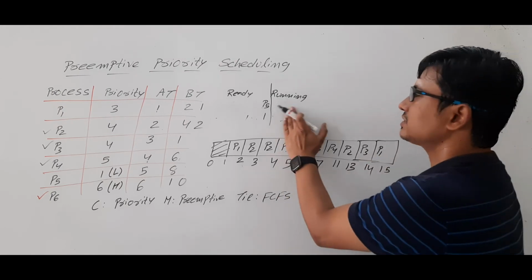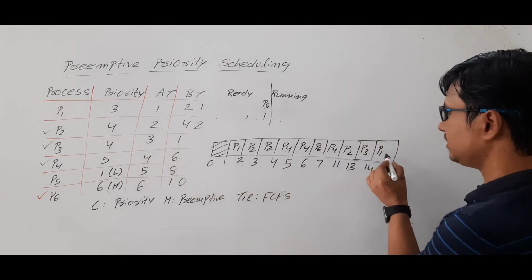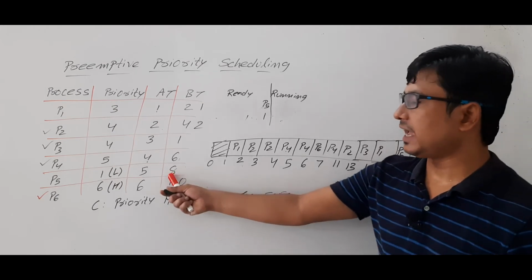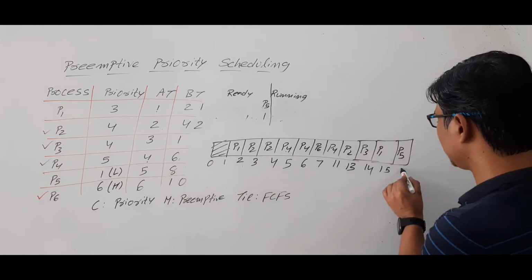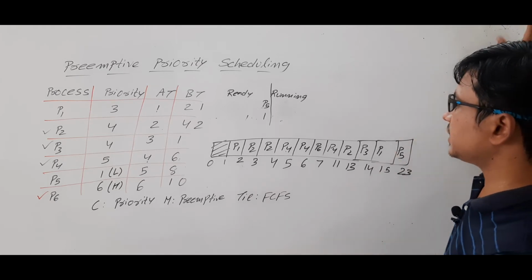Now only one process is there. We need to look at the priority that will be scheduled, or dispatched, to the running state. It has 8 units of burst time. We will complete that one at 23 units of time. Is it clear? Are you able to understand?